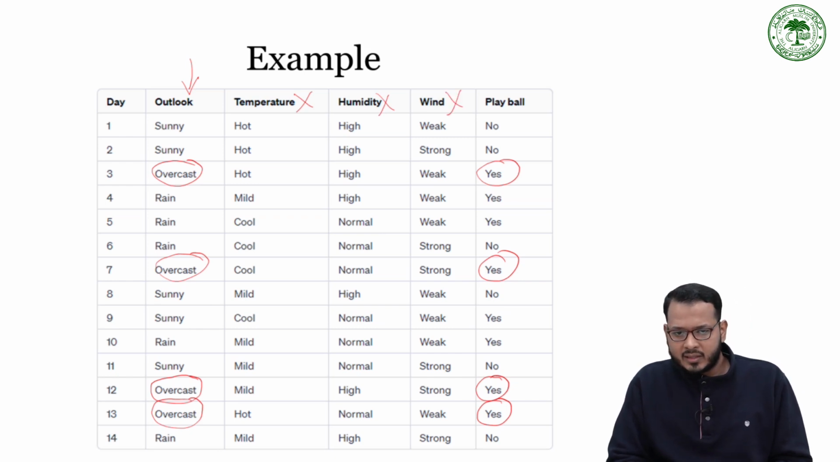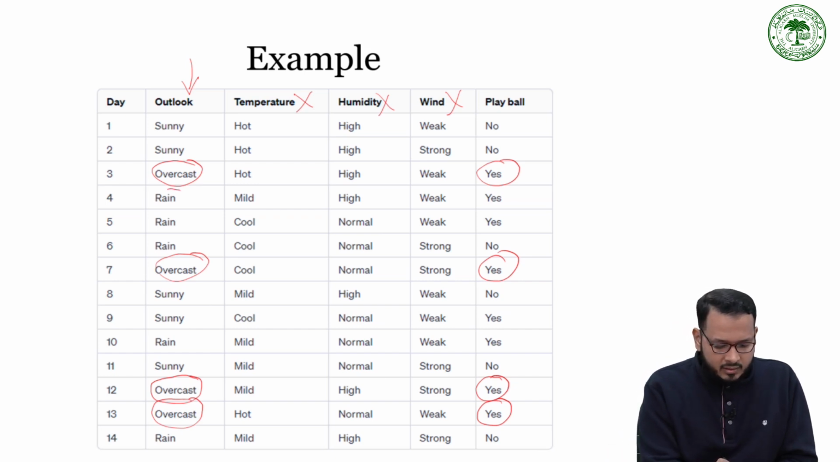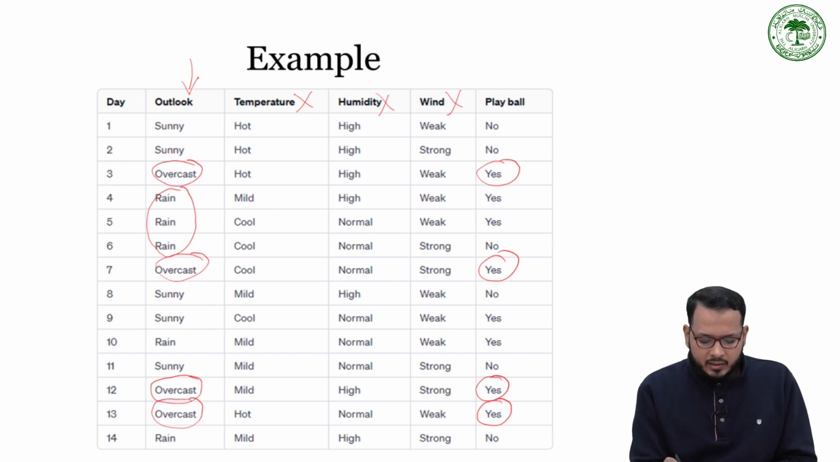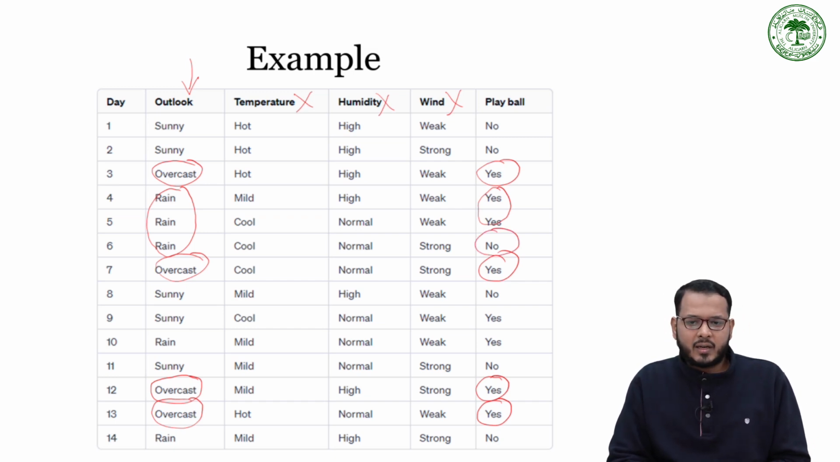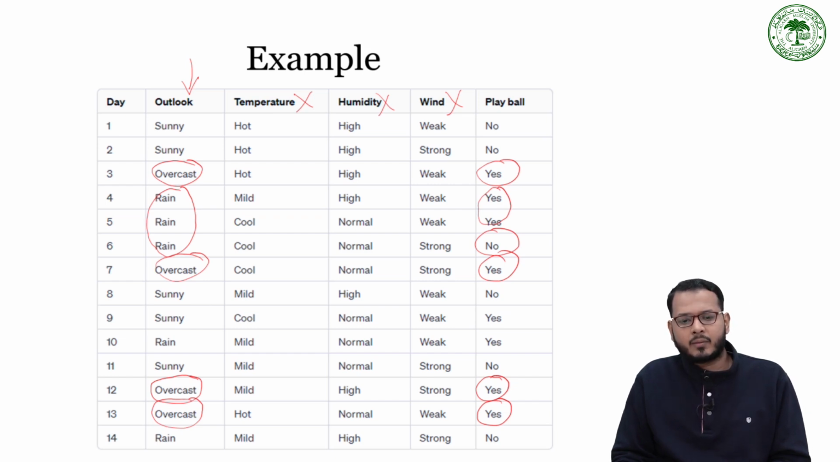But this is not the case for other values. For example, if we see these three values for the rain, then in two cases the answer is yes, and in one case the answer is no. It suggests that when the outlook is rainy, then only on the basis of this attribute we cannot make a yes or no decision. We have to further check other attributes. The same is true for outlook being sunny as well.